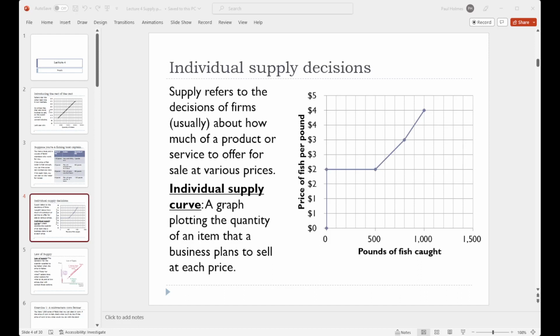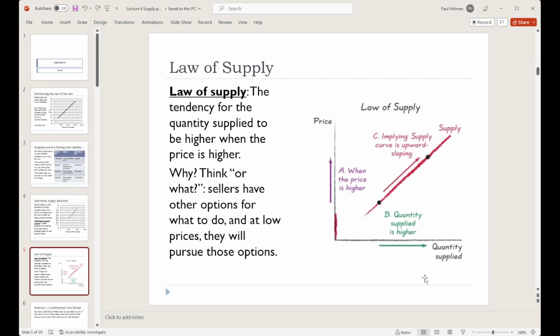If that bottom section of the graph didn't make a lot of sense to you, don't worry too much about it, because the real important part of the graph is up here, where we've got the upward sloping relationship between price and quantity. Generally, the action in our graphs is going to occur up here. That is, when the price is higher, quantity supplied is higher. And we describe this as the law of supply, that generally as price goes up, people want to produce more.